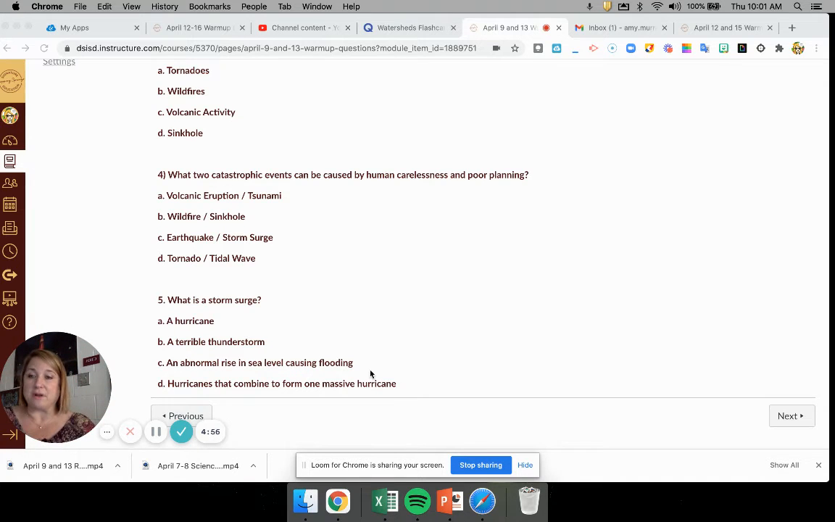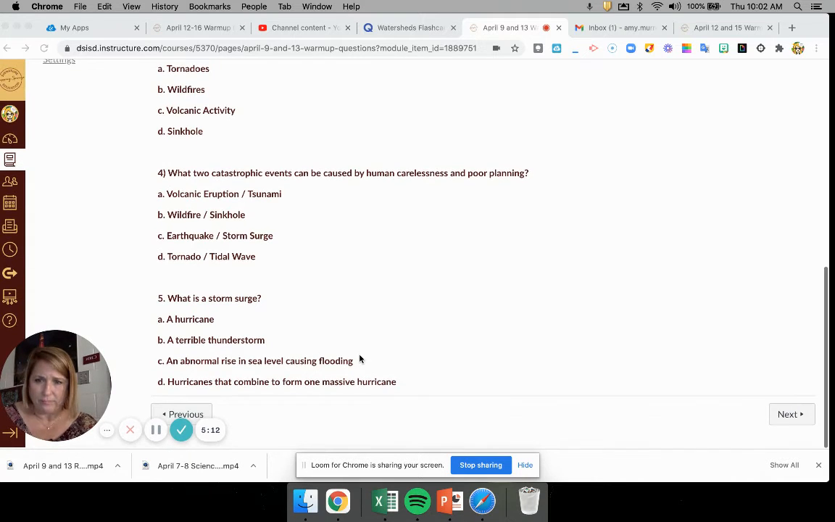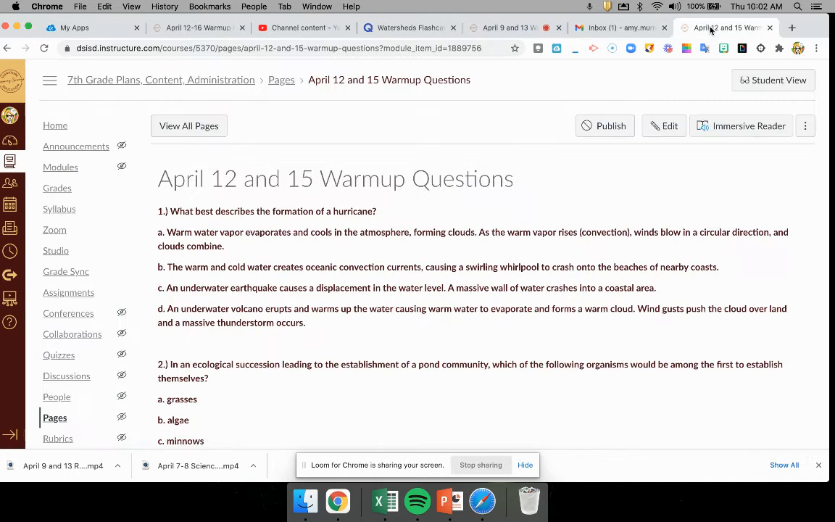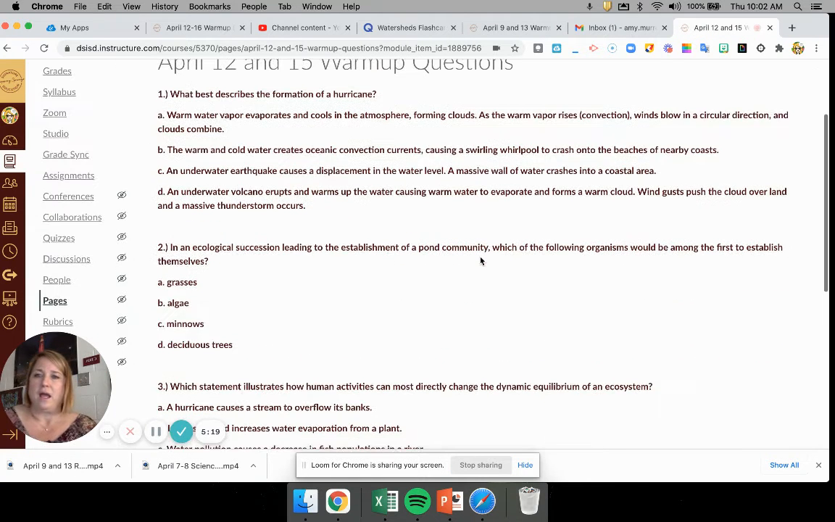And those waves are then able to breach levees and erode places that they normally wouldn't be able to access, because they're bigger, because of the activity of the hurricane. So an abnormal rise in sea level is a storm surge. So those are questions 1 through 5. Let's move on to the next set.